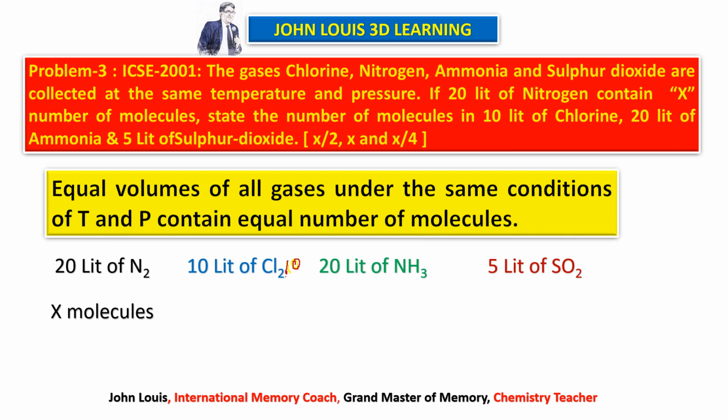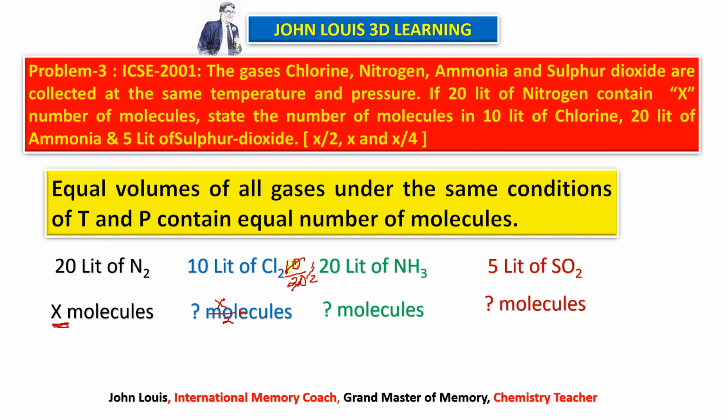So, the volume of chlorine is 10 liters, but the volume of nitrogen is 20. Therefore, the ratio is 1 by 2. Therefore, the number of molecules will be half of the molecules in nitrogen. So, 20 liters of nitrogen has X molecules. Therefore, 10 liters of chlorine will have X by 2 molecules. Okay, this is what we needed to find out.